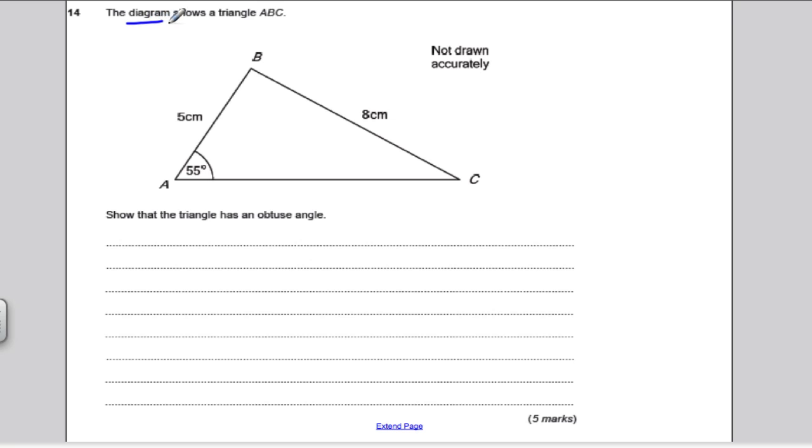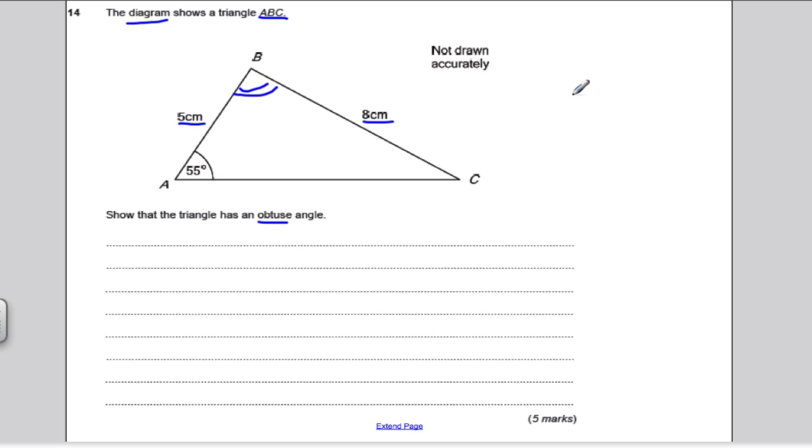Okay, the diagram shows a triangle ABC. AB is 5 centimeters, BC is 8 centimeters, and the angle at A is 55 degrees. Show that the triangle has an obtuse angle. Obtuse angle means bigger than 90. It looks to me like this one is going to be obtuse.